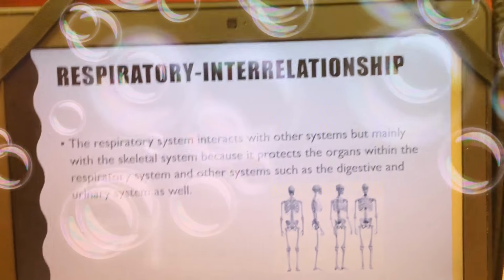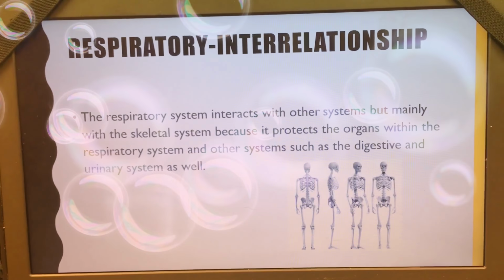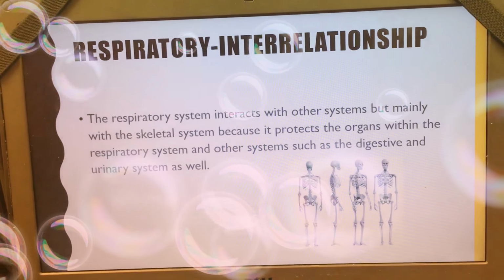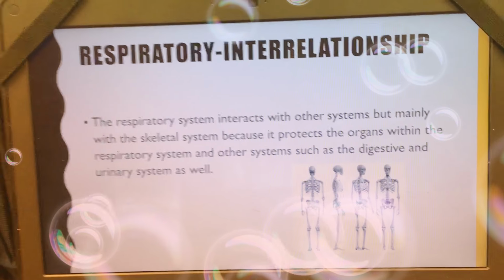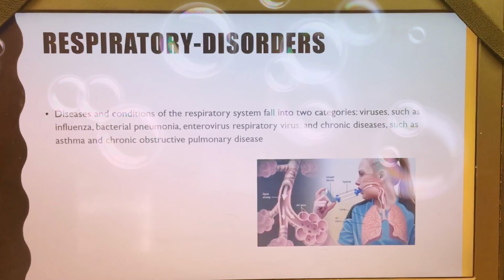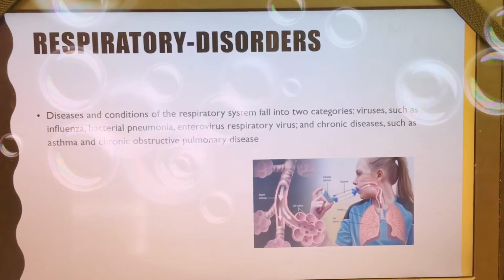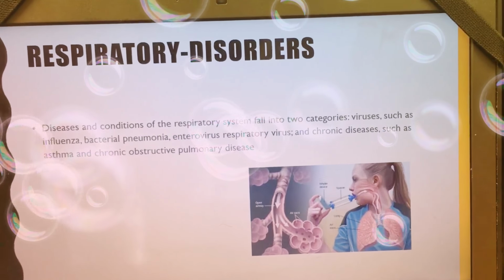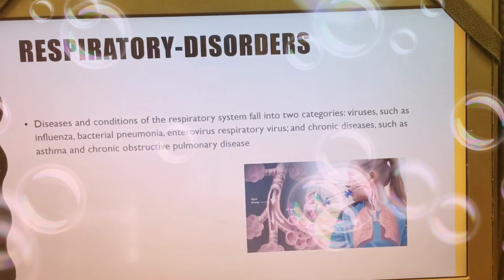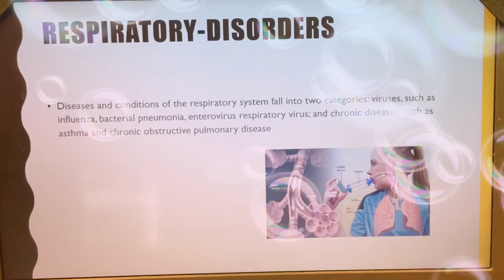The interrelationship: the respiratory system interacts with other systems, but mainly with the skeletal system. It protects the organs within the respiratory system and other systems such as the digestive and urinary systems as well. Respiratory disorders: diseases and conditions of the respiratory system fall into two categories: infections such as influenza, bacterial pneumonia, and respiratory virus, and chronic diseases such as asthma and chronic obstructive pulmonary disease.